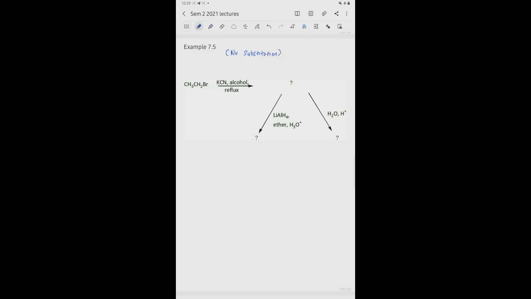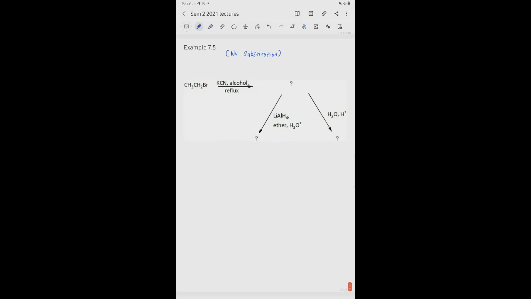Okay, in substitution, the Br will be replaced by CN. The bond will break here. This Br will be replaced with CN. So the product after the reaction with KCN will be CH3CH2CN. I'll draw it here. CH3CH2CN. Just have to replace the Br with CN.